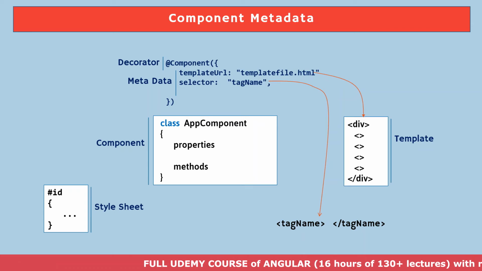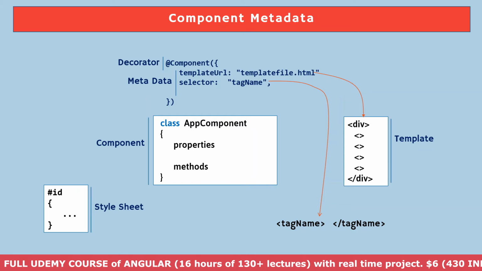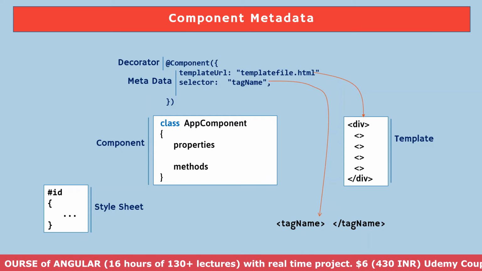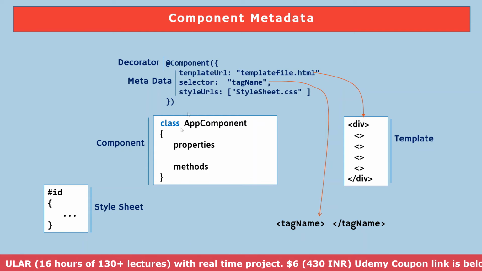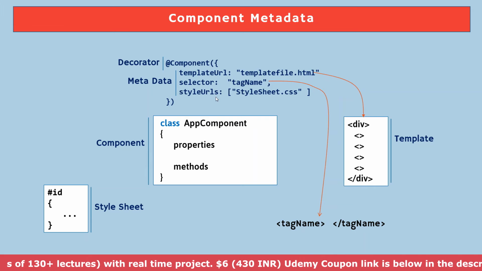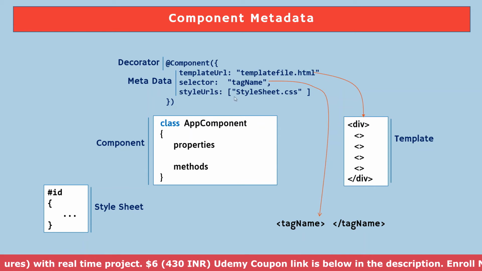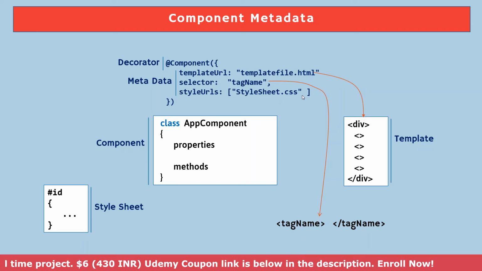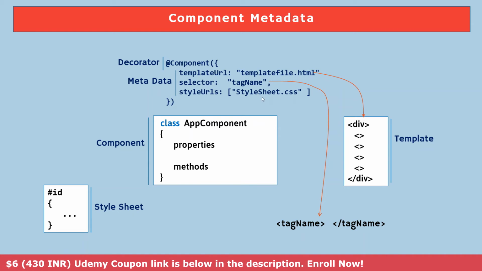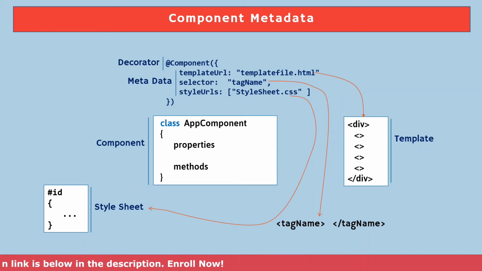Every component is associated to a style sheet. It can be CSS or SCSS file. The name of the CSS file can be written in the style URLs. Notice it is an array. That means you can define multiple CSS or multiple SCSS files. Now let us examine the same in app component practically.